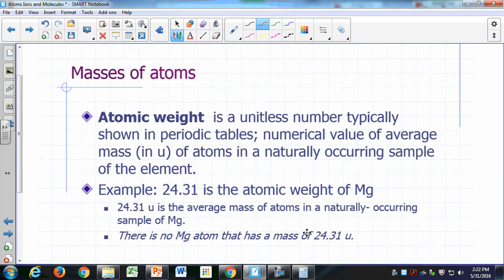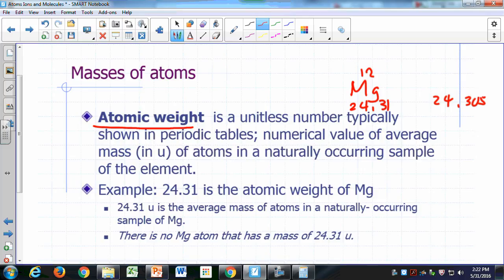Now, if you were to look at a periodic table, you'll find a number there besides the atomic number in the simplest forms of periodic table. Besides the atomic number, for example, for magnesium, the atomic number is 12. You'll see another number that has a decimal, in this case, 24.31. In some periodic tables, it might show up as 24.305. That number is called the atomic weight.